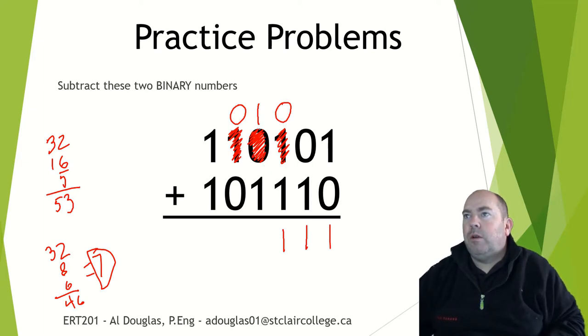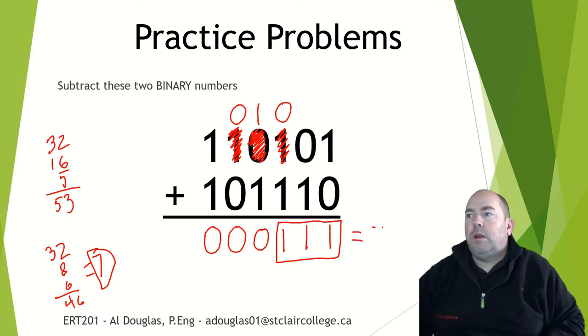So now we have a 1 minus a 1, which yields a 0. A 0 minus a 0, which yields a 0. And a 1 minus a 1, which yields a 0. And we are all done. Okay? And our result here is basically this. That number is equal to 7, which is what I should have, which is good. So that is what we need to do.